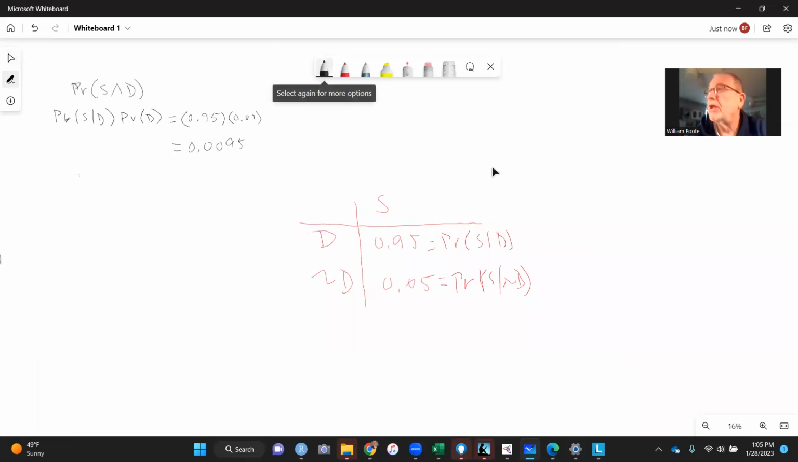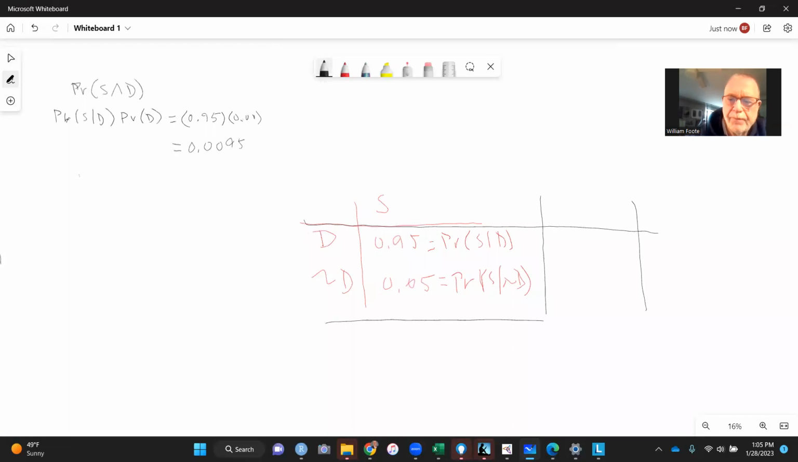Okay. Now, what else do we have? We also have the probability in the margin. We have the probability of D, which is 0.01. And the probability of not D is the rest, 0.99. Okay, those are our priors.